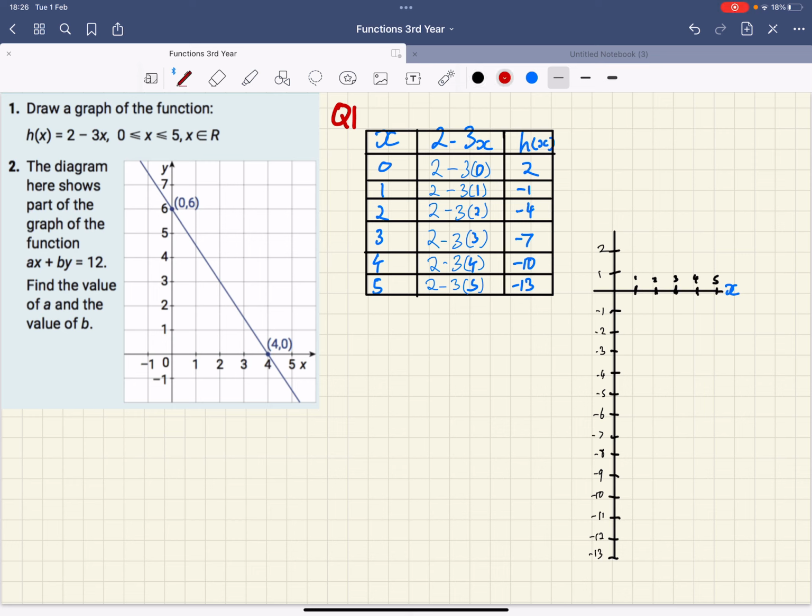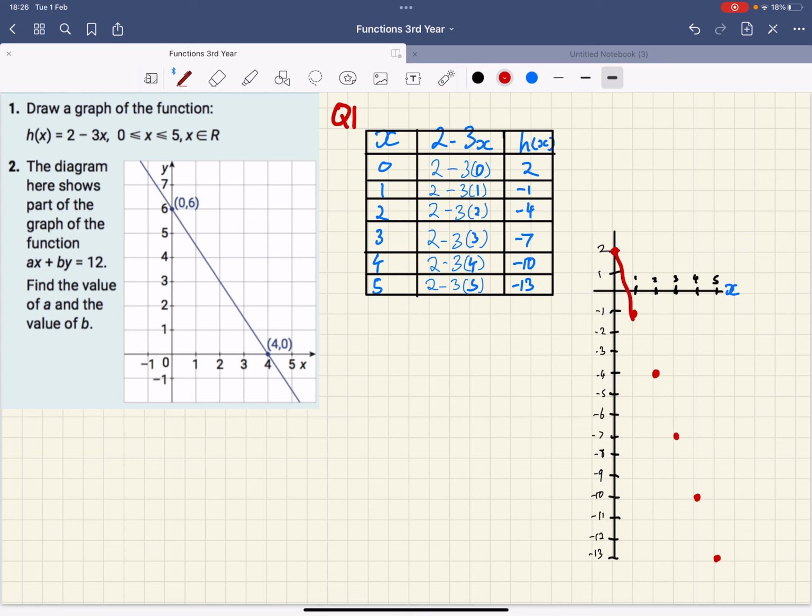Okay, so I'm going to plot my points. The first one is 0, 2, which goes there. The next one is 1, minus 1, which is there. As you might have noticed, I've slightly misaligned it to the grid, but I'll get it as roughly right as I can. 2, minus 4, which is down here. 3, minus 7, which is down here. 4, minus 10, which is here. And 5, minus 13, which is here.